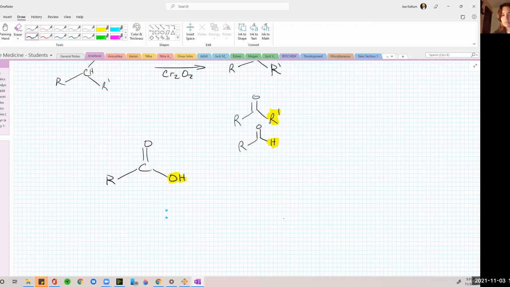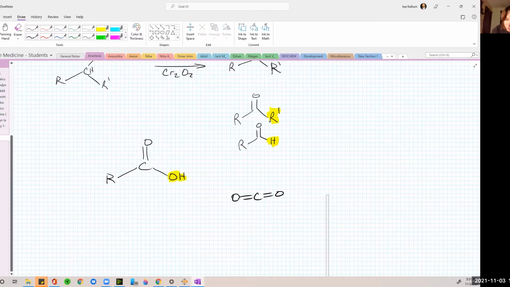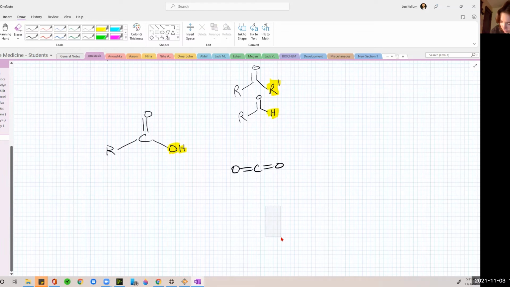The only way to get more oxidized than a carboxylic acid or the acetyl halide is to have just CO2. That's the most oxidized that carbon could possibly be, right? All of its bonds go to the oxygens. Yeah, exactly. Okay, cool.